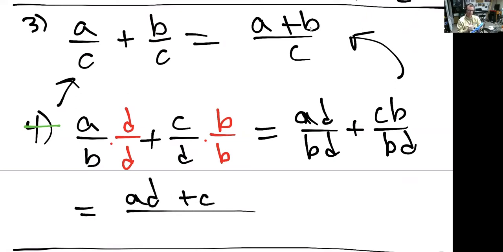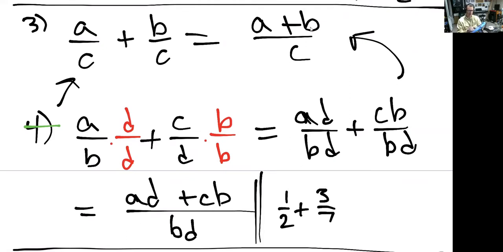AD plus CB. You just add the two numerators together and write it with just one denominator. Okay. So this property, I guess in example form, would be something like this. 1/2 plus 3/7. They don't have the same denominator. We notice the 1/2 has a factor of 2 in the denominator, but the 7 has none.